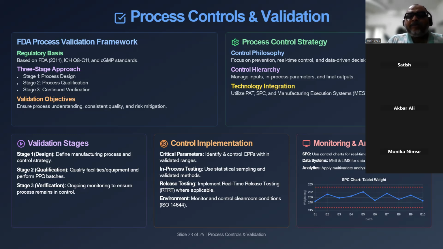For in-process testing and release testing, you have to have a proper specification, and we will discuss in a session how to set the specification and what the targets are for setting it. We will discuss this in detail moving forward. Then process control strategy we have discussed: control philosophy, control hierarchy, and technology integration.